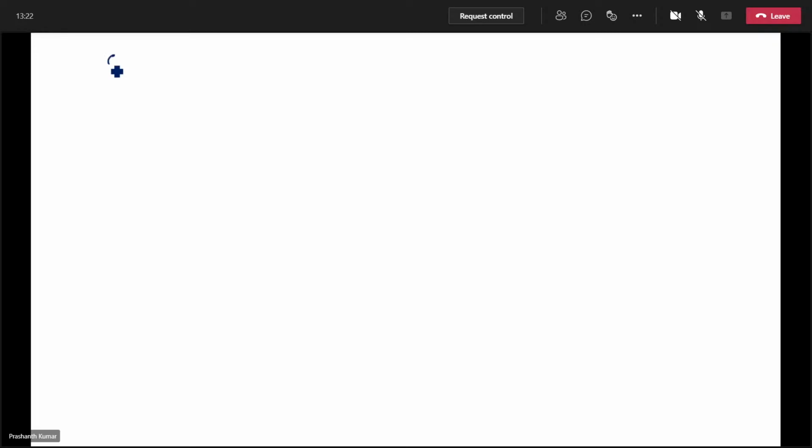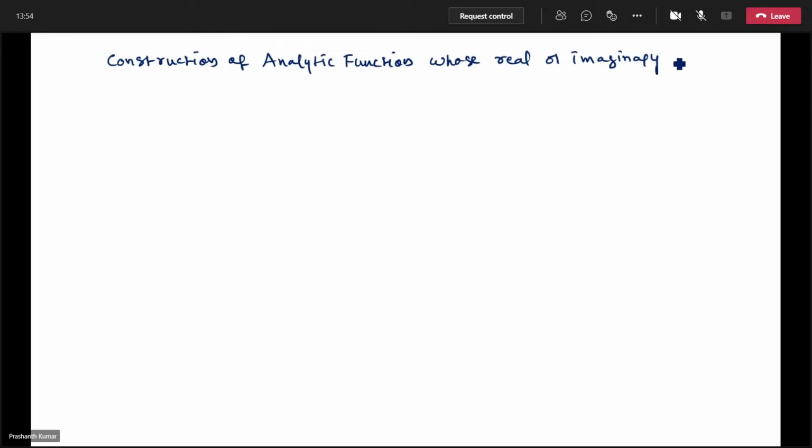Dimension. Okay, all of you write down: construction of analytic function whose real or imaginary part is known. This is the topic.